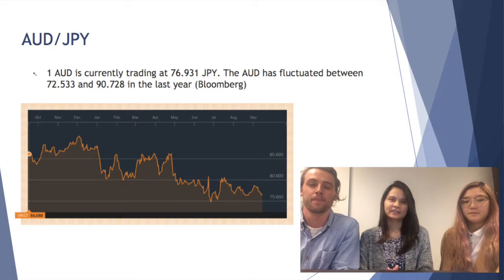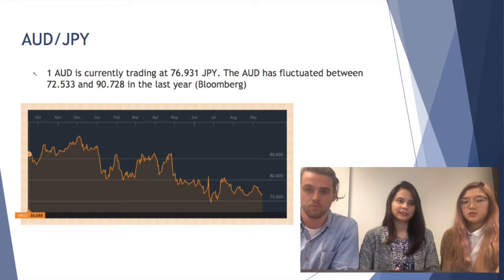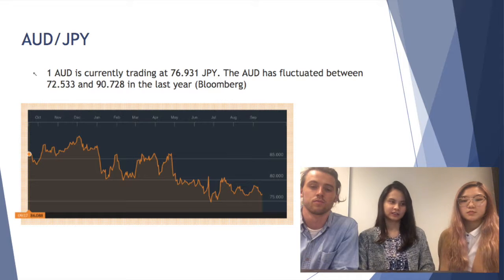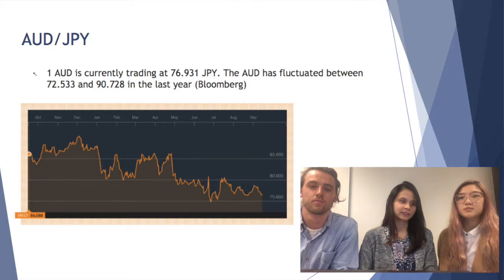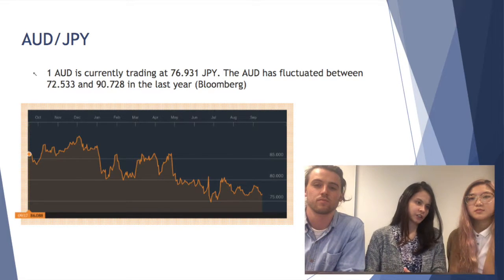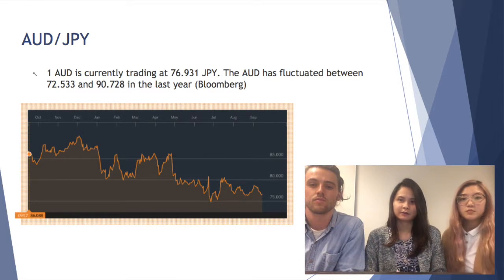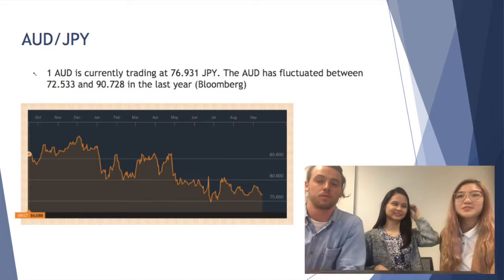Next, we'll be looking at the second pair of currency, which is Australian dollar and Japanese yen. As you can see on the chart here, currently one Australian dollar is trading at 76.931 Japanese yen. The Australian dollar has seen a lot of fluctuation this year, with the lowest of 72.533 and the highest of 90.728.